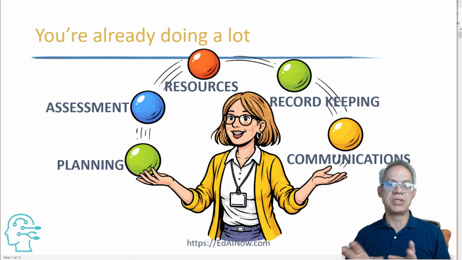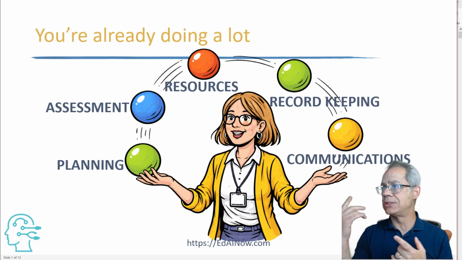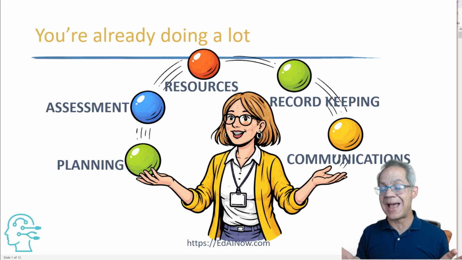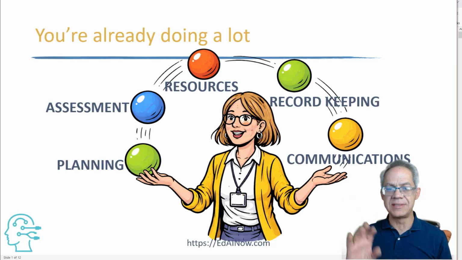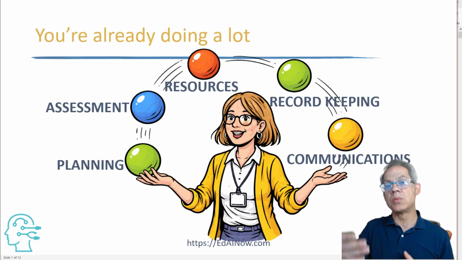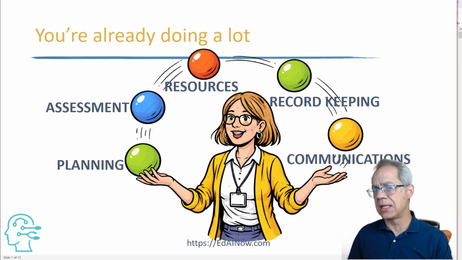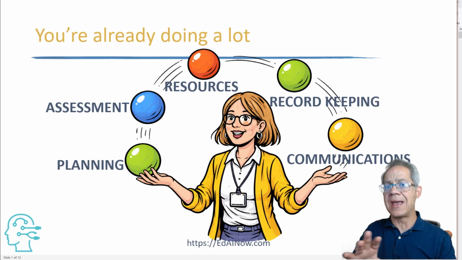You can think about your job as a series of workflows. You've got a planning workflow, assessments, resource creation, record keeping, communications. Each of these is a category of tasks, a cycle of activities. And when we think about it that way, and we start figuring out what those tasks and those activities are, that tells us where we can start to use AI, because we're going to use AI for the individual tasks within various teacher workflows.